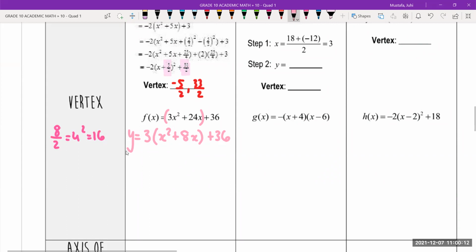Okay, so I feel like I'm going to run out of room. Maybe I'll move this question over just a little bit, just so I have a little bit more space.